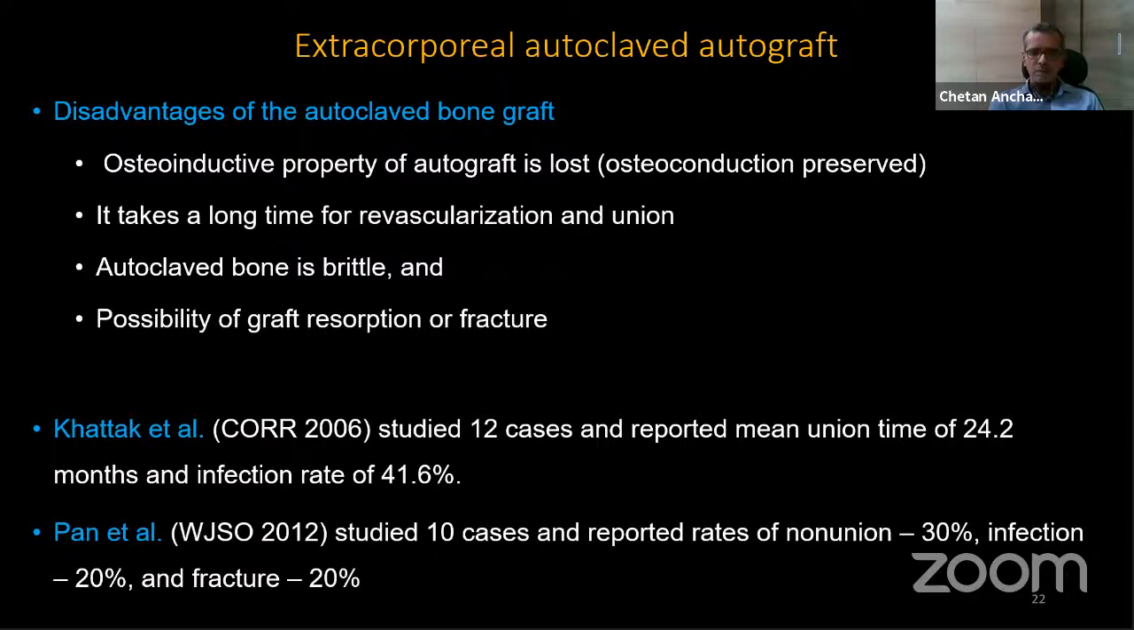Kathak et al. have reported on 12 cases with a mean union time of more than 2 years and an infection rate of almost 42%. Van et al., on the other hand, studied 10 cases and reported rates of non-union of 30%, infection of 20% and fracture of 20%. So there is a significant complication rate with this procedure.